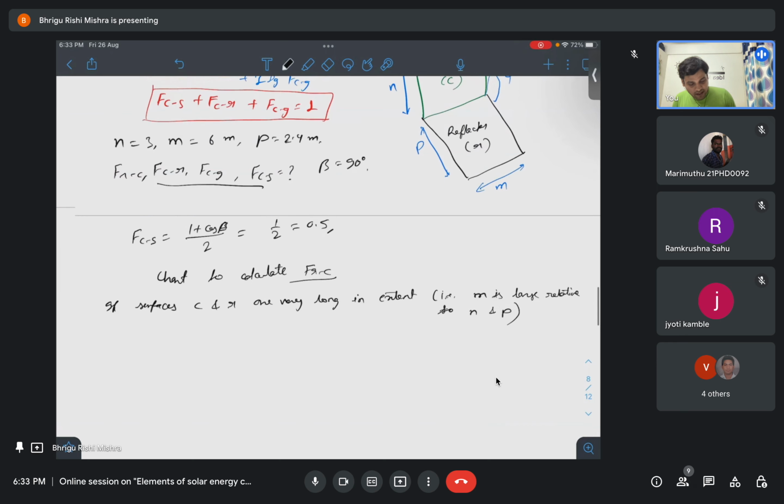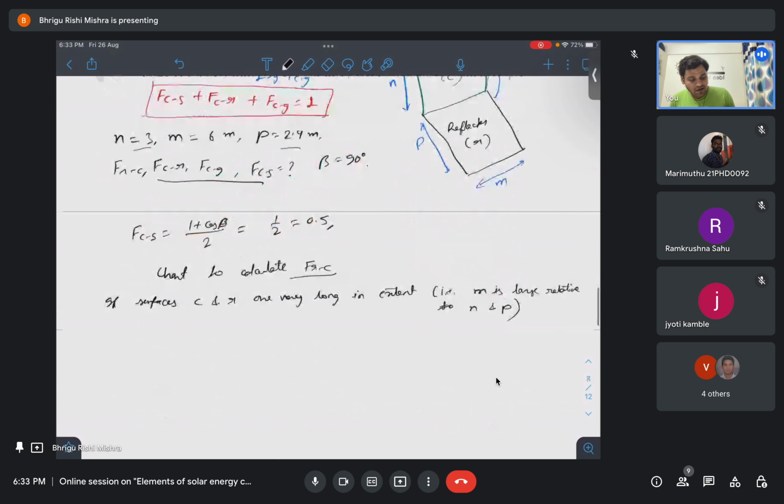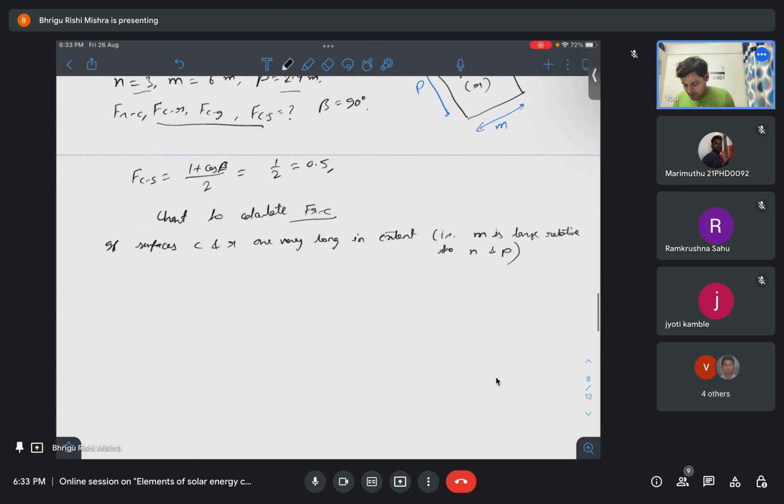Although here M is 6, N is 3 and P is 2.4, it is not significantly large, but we can assume this assumption here. Otherwise we have to use the chart to calculate the FRC. Okay, so FRC will be N plus P minus S by 2 pi P. And what is this S? So this is N, this is P, and this is S.